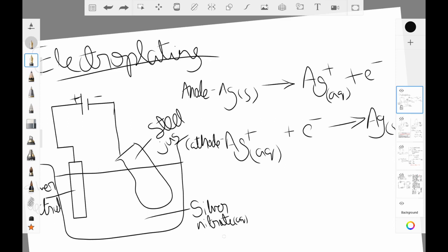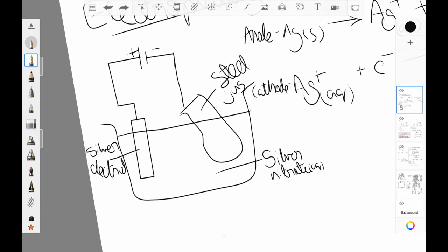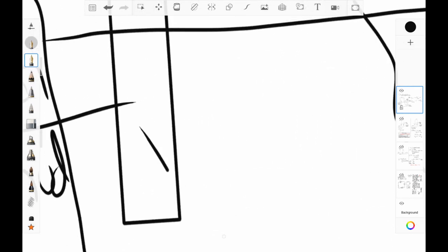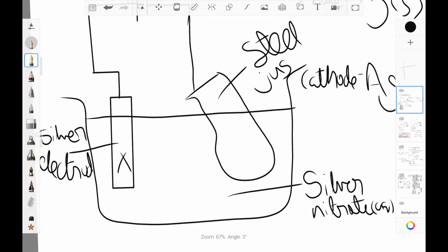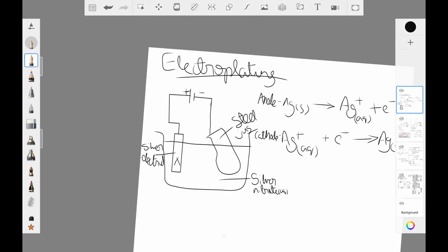And also the electrolyte must be a solution. I mentioned this before, but the electrolyte must be a solution of a soluble compound containing X, in the sense that the anode is made up of X, where X is a reactive metal, and the electrolyte is a solution of a soluble compound of X. So in this case, silver nitrate. And that's how electroplating works.